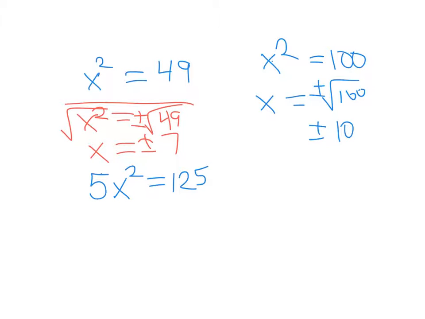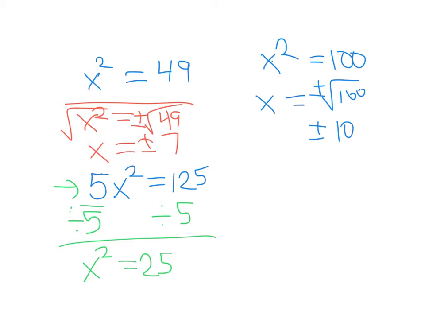Now down at the bottom here, I have 5x squared is equal to 125. I've got to get rid of that 5 before I do anything with taking the square root. So I'm going to divide both sides by 5, just like if this was 5x is equal to 125. When I do that, I'm left with x squared is equal to 25. Now I take the square root of both sides. I'm left with x is equal to positive or negative 5.